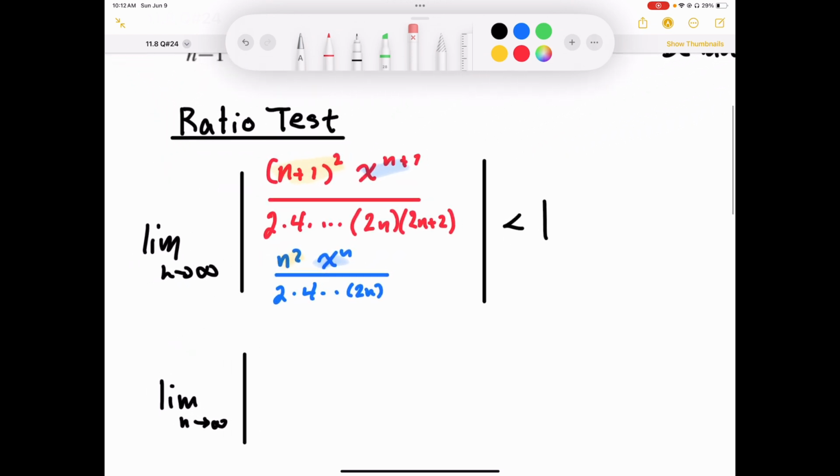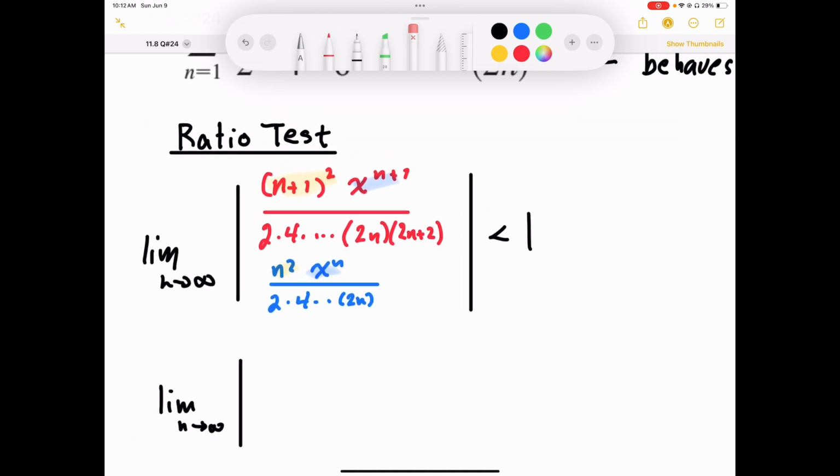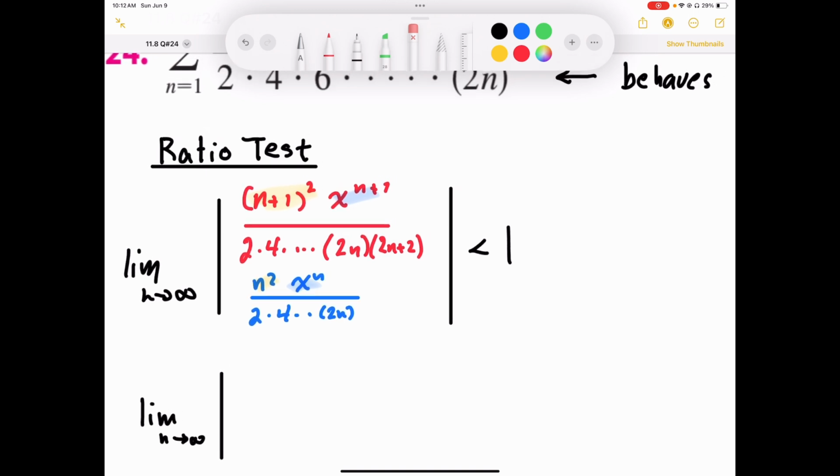So I've set up our ratio test here, where we put n plus 1 in the numerator, and we have the factorial-like expression in the denominator. Because we have n plus 1 in the numerator, it's important to note that we have this extra 2n plus 2 multiplier in the denominator of that red fraction. So we have the same number of terms all the way up to 2n, and then one more term which is going to be 2 bigger than that last term.